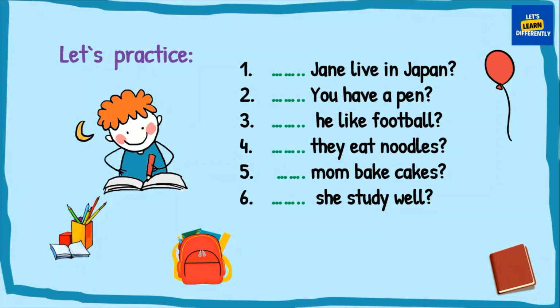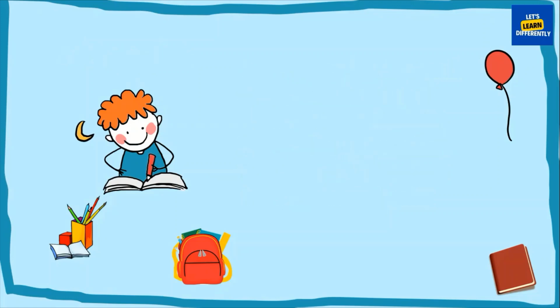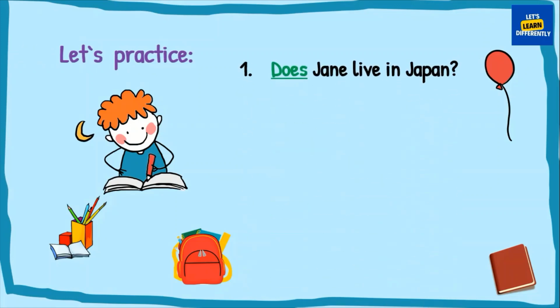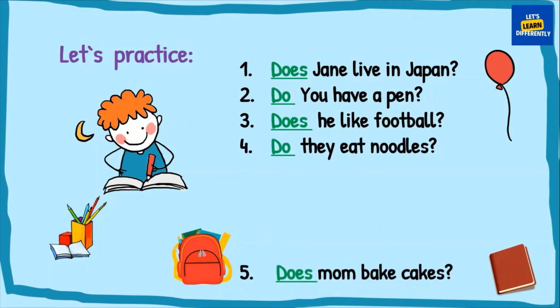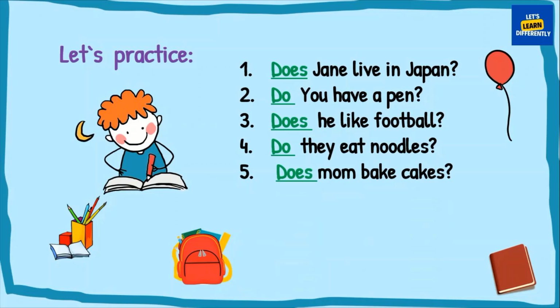Now let's check the answers. Number 1. Does Jane live in Japan? Number 2. Do you have a pen? Number 3. Does he like football? Number 4. Do they eat noodles? Number 5. Does mom bake cakes? Number 6. Does she study well? So I hope you all have done the sentences correctly.